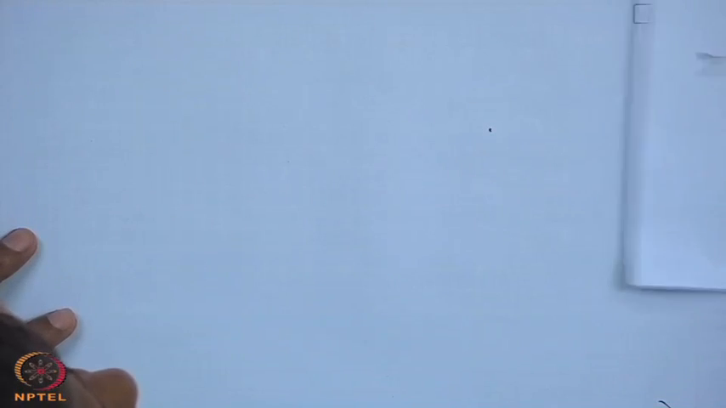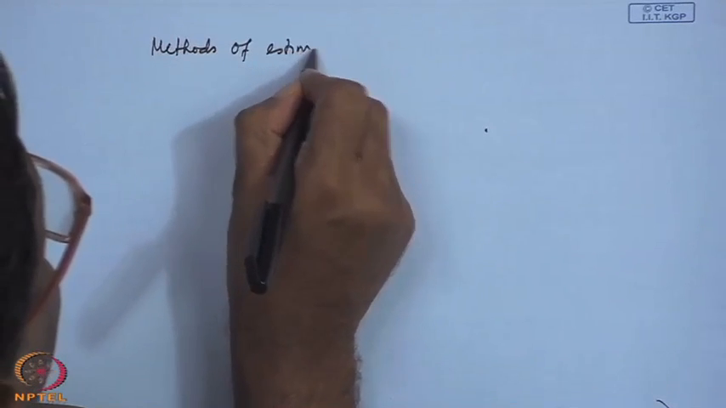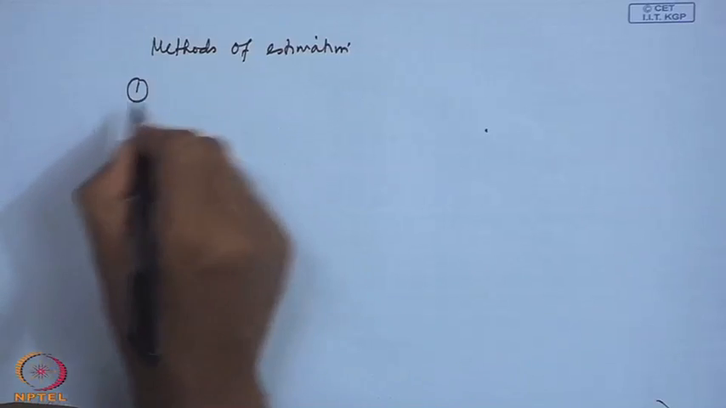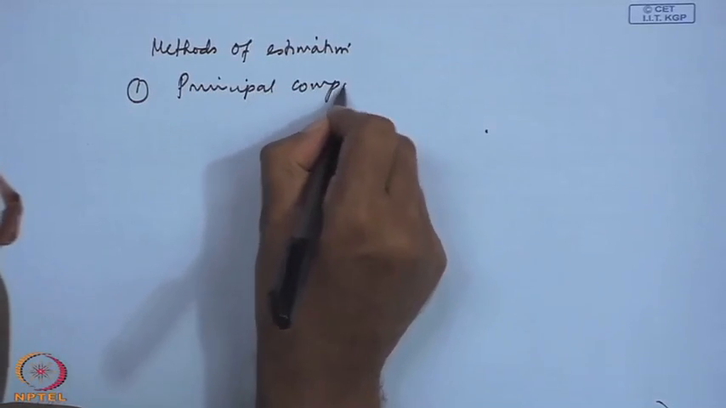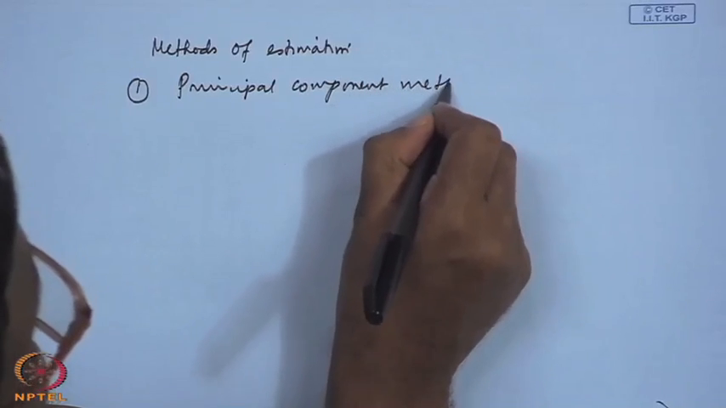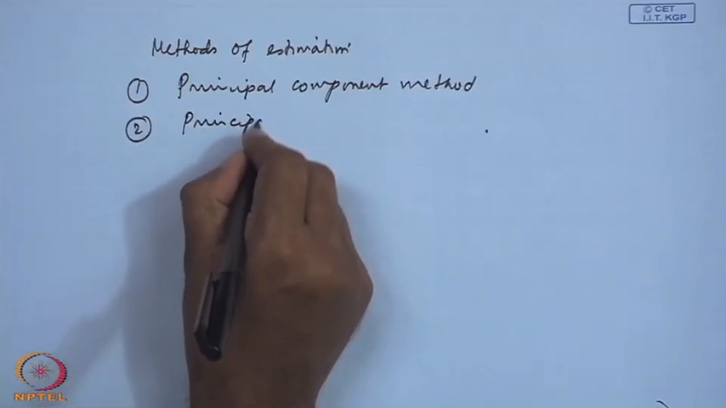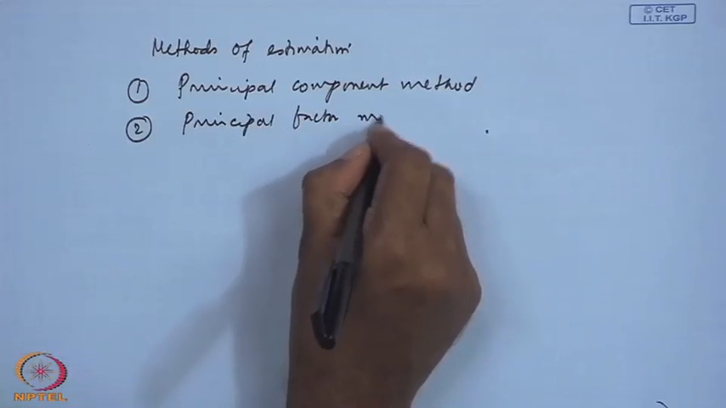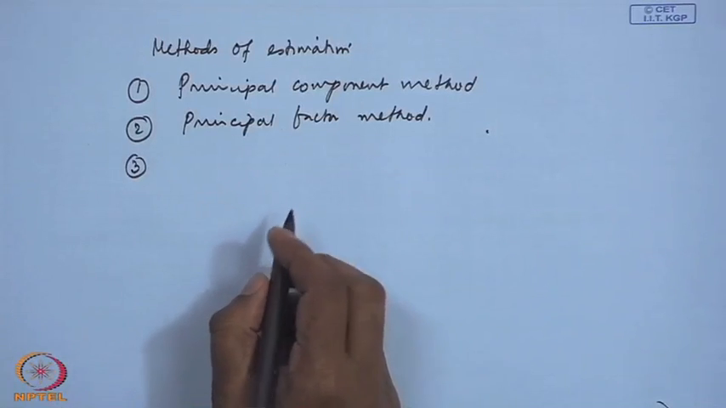Now, with this background, I will explain what methods are available for estimation. First one is the principal component method. Second one is the principal factor method. And third one is the maximum likelihood method.